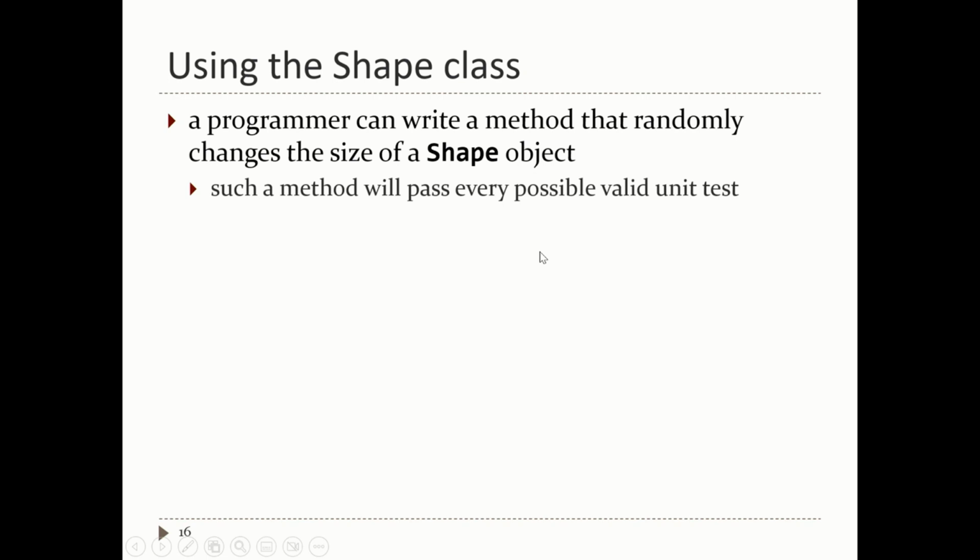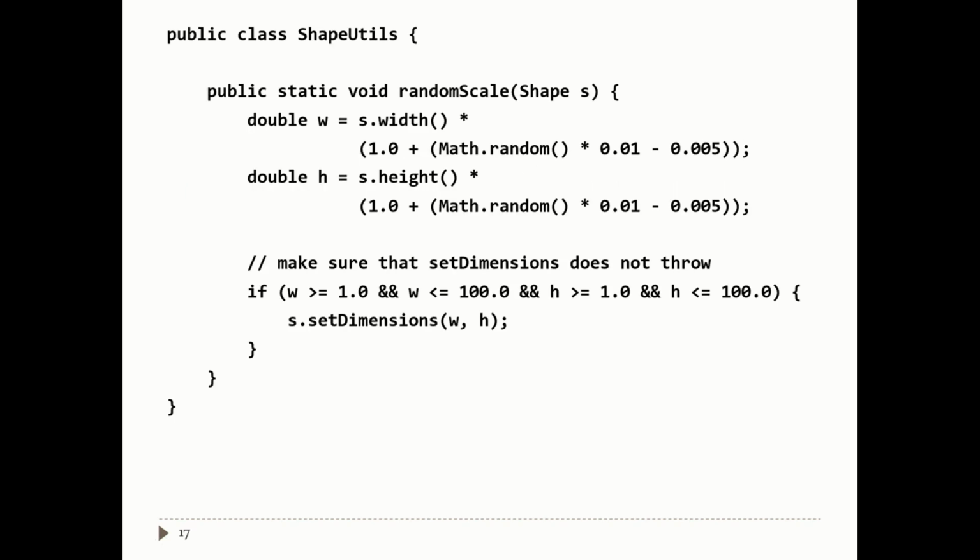All right. So as soon as you have the shape class, you can start to write methods using the shape class, even though you can't make a shape object. You can write a method that randomly changes the size of a shape. Furthermore, this method will be provably correct. It will pass every possible valid unit test that you can write using the shape class. So here's a method that randomly changes the size of a shape.